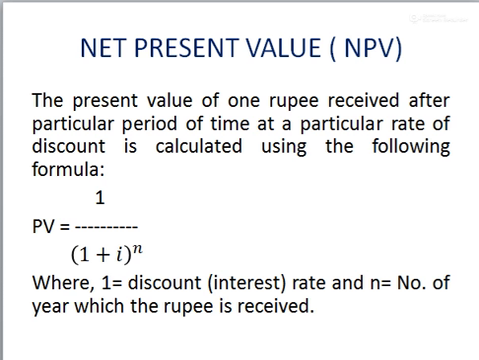In this slide, NPV means the present value of 1 rupee received after a particular period of time at a particular rate of discount is calculated using the following formula. Present value equals 1 divided by (1 plus interest) to the power n. N means number of years. This is the formula of NPV.